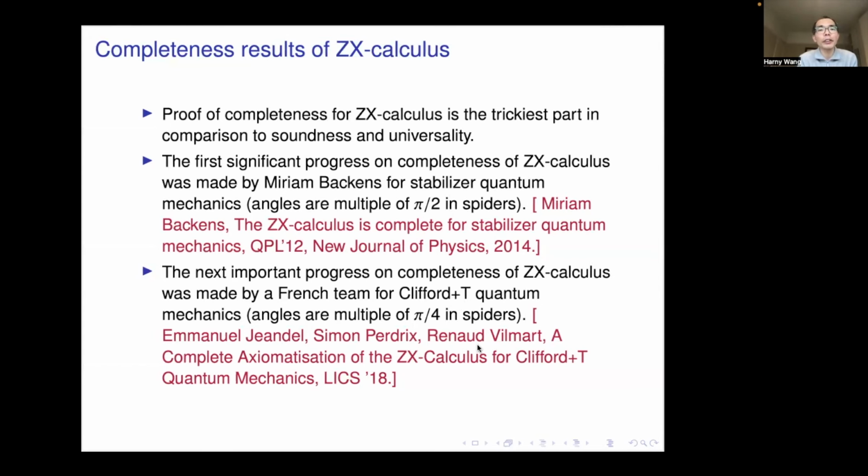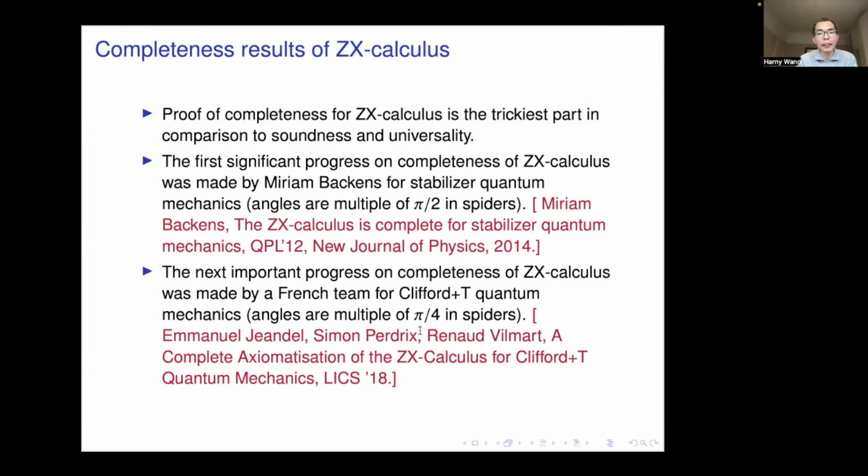Historically, it took something like 10 years to prove it. At the beginning, Miriam proved that for a fragment of the graphical calculus, where the angles are multiples of pi by 2, it is complete. That means for this kind of matrices, called the Clifford part, they can be reasoned about the same as the ZX.